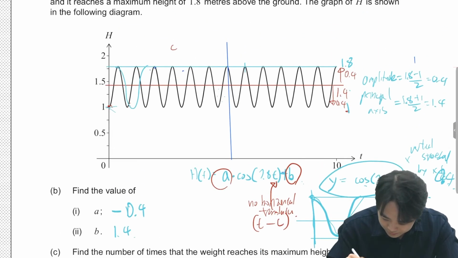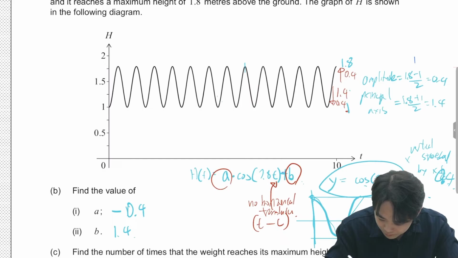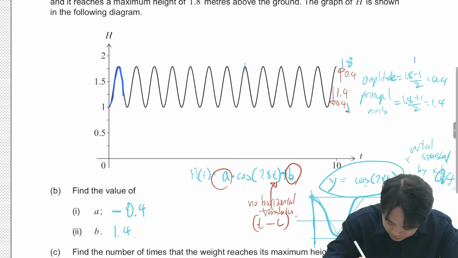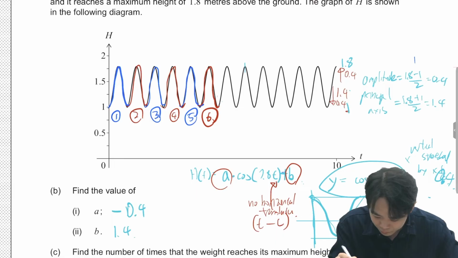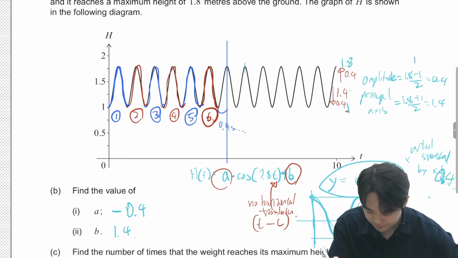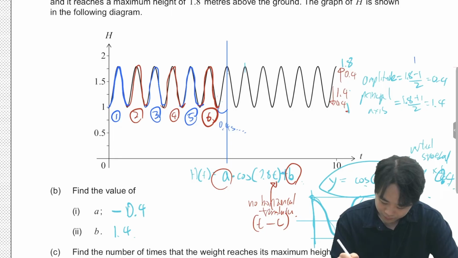So let me just use a marker here. This one is 1 wave. Then we have another wave here. Then we have the 3rd wave, then the 4th wave, then the 5th wave, then the 6th full wave here. And then we have around 0.2 of a wave, right? Note that reaching the next peak would involve another 0.4 seconds from here. Or basically, this would be the 6.5 periods.